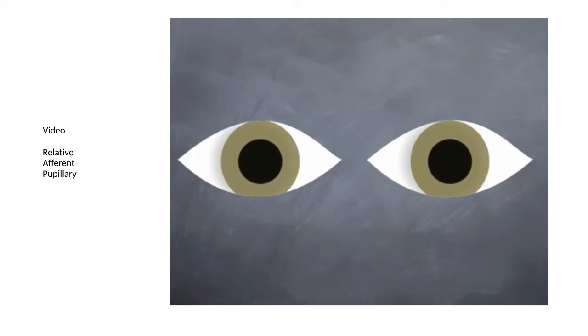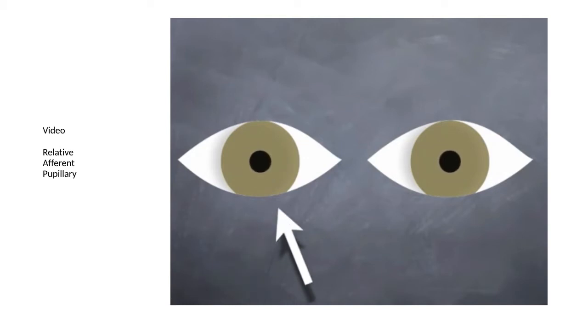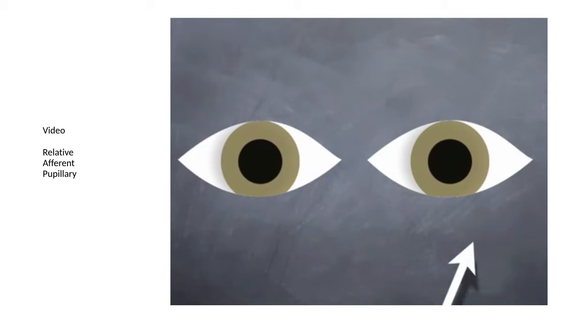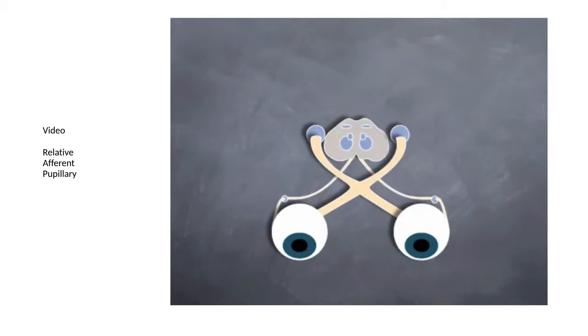You will miss an RAPD if you do not do the swinging light test, as it is only by comparing the relative strength of the signals reaching the brain from the eyes that the abnormality is detected. Finally, with a complete afferent pupil defect, there is no pupil reaction to light shone on the affected side. Due to crossing of nerve fibres at the optic chiasm, an RAPD localises pathology to the visual pathway before the chiasm, that is, the optic nerve or retina.